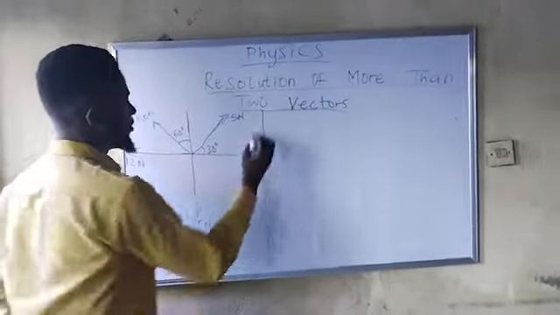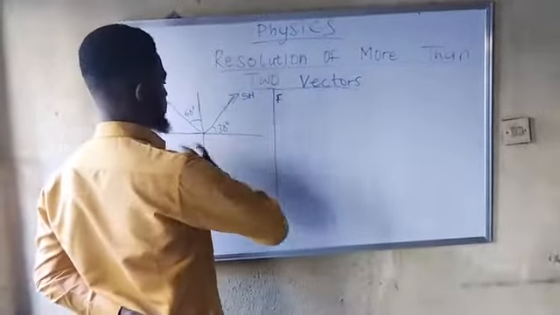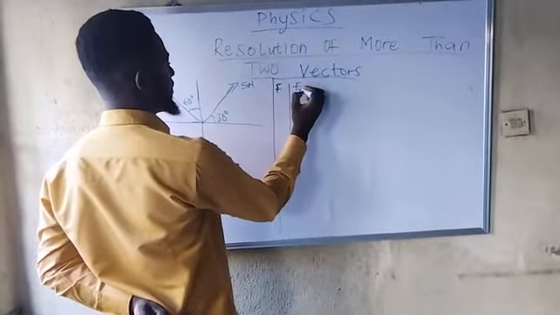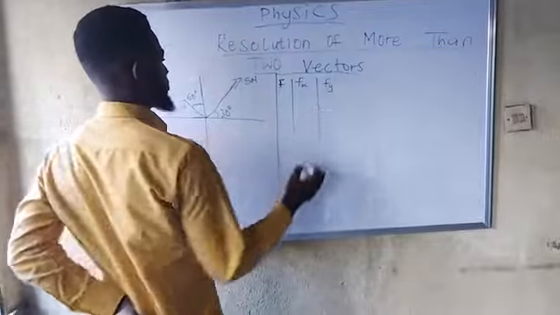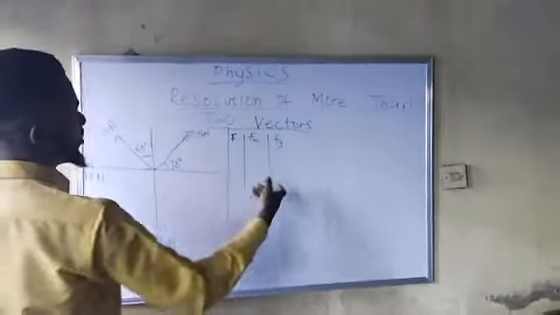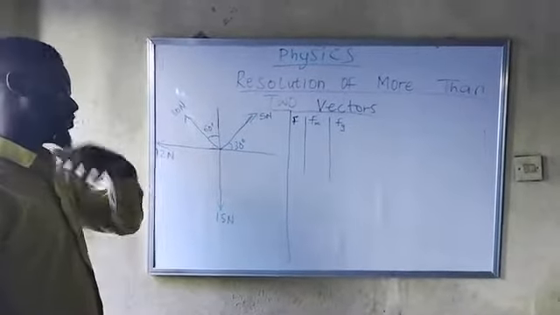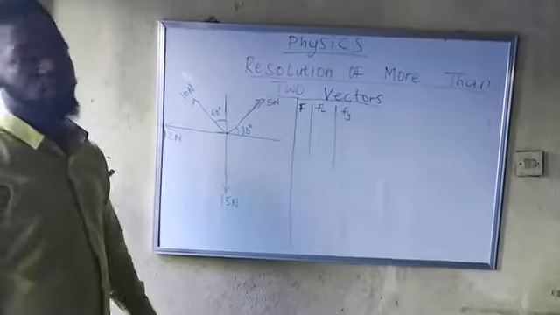So we're going to create a table. We are going to have F, the force, whatever direction it is. Then we look at how that force affects the x direction and how it affects the y direction. When we get the total effect on the x direction and the total effect on the y direction, we can apply the Pythagoras theorem to finish up.